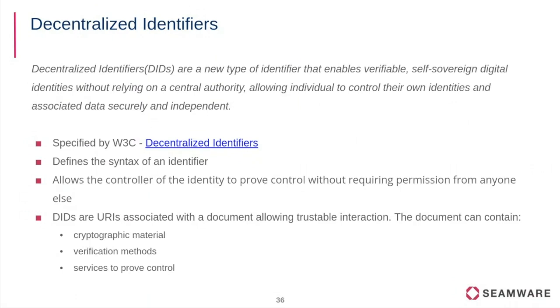DIDs are essentially URIs that are associated with a document for this trustable interaction. The document contains stuff like cryptographic material, verification methods, or even services that allow you to prove control of this decentralized identity. All of this is just under control of the holder of the decentralized identifier.